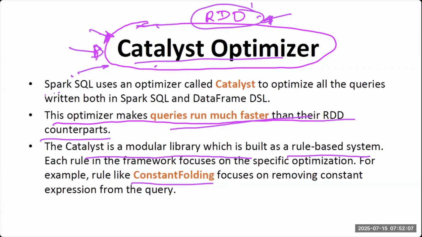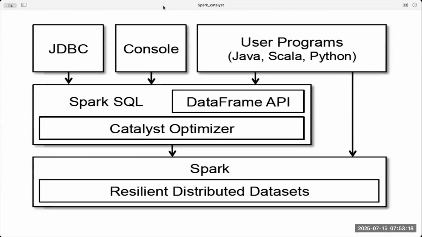Now I'm moving to how this catalyst optimizer works and how it makes things faster. If you have any question, you can ask, then we'll move there. Many questions will come to you on Spark Catalyst, like what is the difference between data frame, data set, RDD, and when to use which. Let me tell you again.